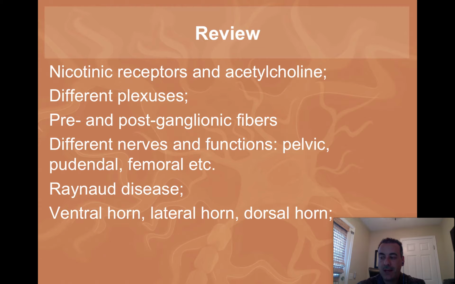Myelinated versus unmyelinated, preganglionic and postganglionic fibers. Right, so if we look at white rami, since they're white, then you know they carry myelinated preganglionic fibers, while gray rami may carry unmyelinated postganglionic fibers, right? So if it's white, it's myelinated. If it's gray, there's no myelin.